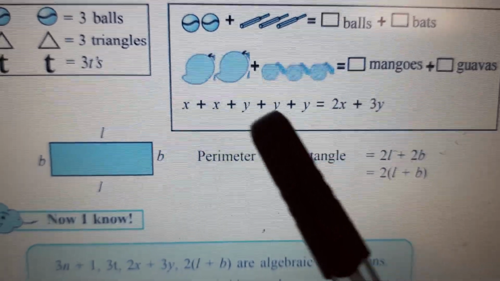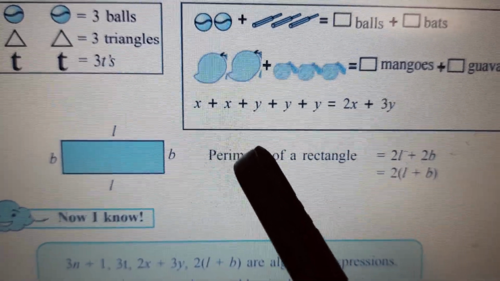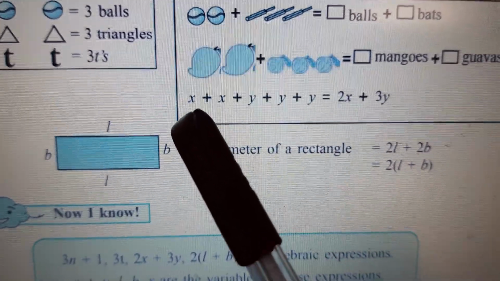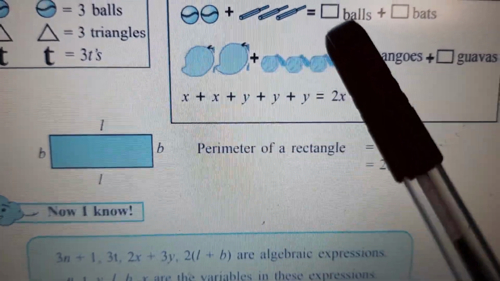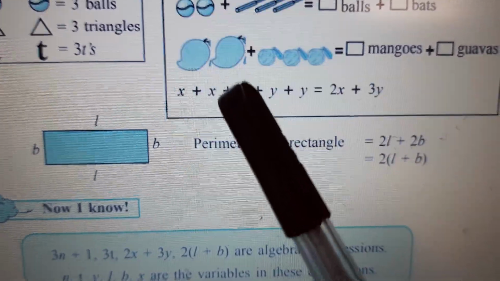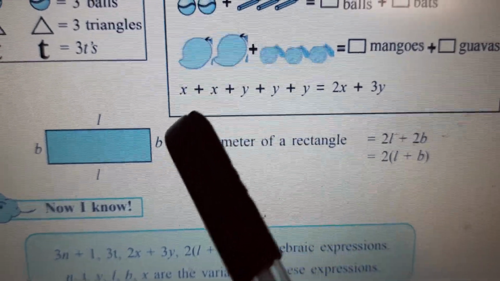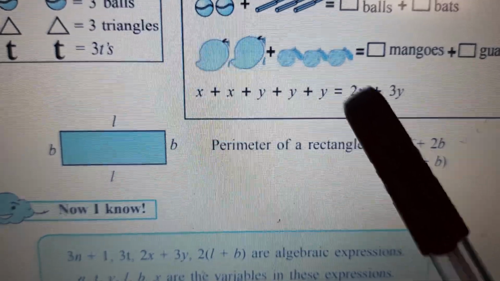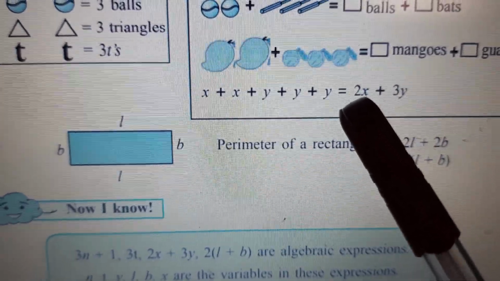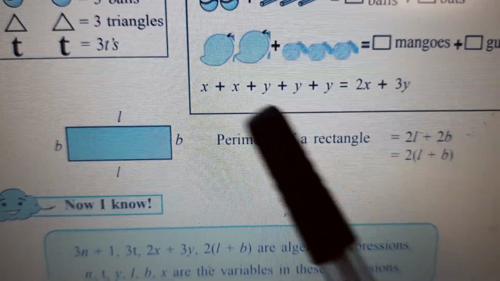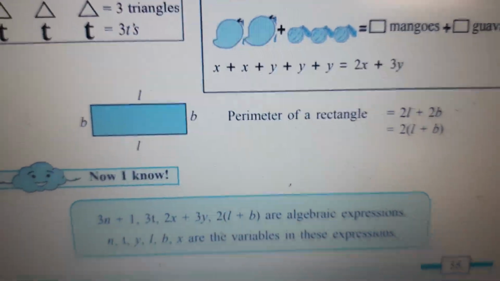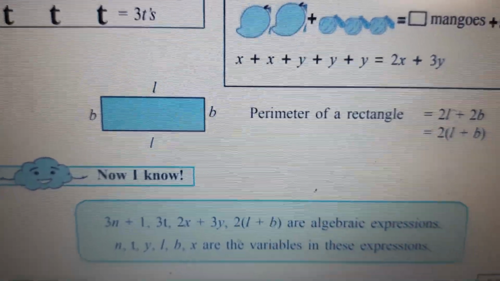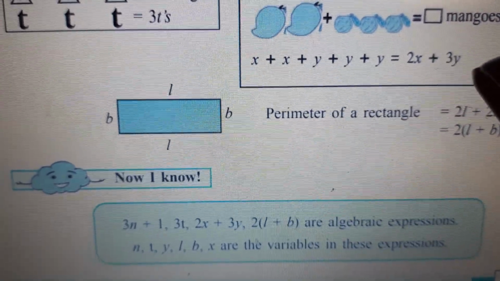If I have to use an alphabet, letter or a variable, so instead of mangoes, I will use letter X. So X plus X. And instead of guavas, I am using Y. So it is Y plus Y plus Y. So 2 mangoes plus 3 guavas is actually 2x plus 3y. X is mango, Y is guava. So this is how we use letters to solve the sum. That's an algebraic expression. So it is an expression here, 2x plus 3y. 2x plus 3y is an expression, children.